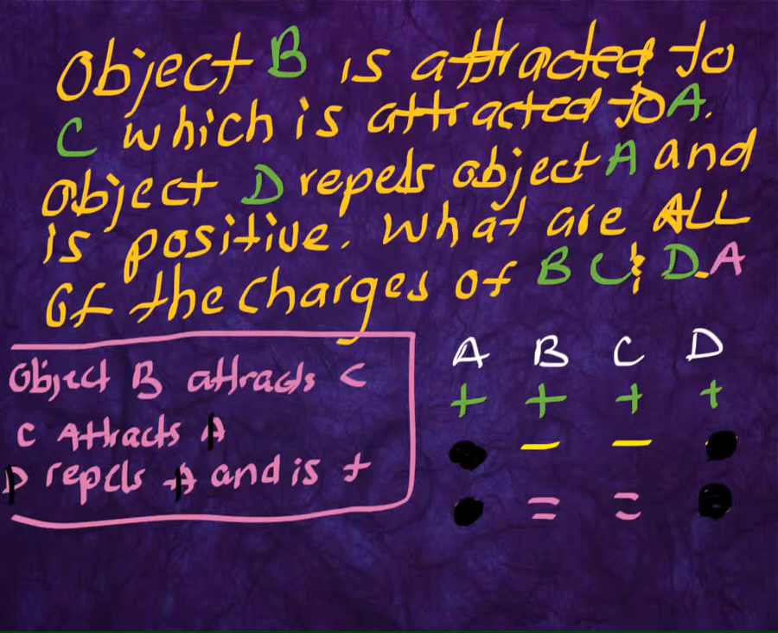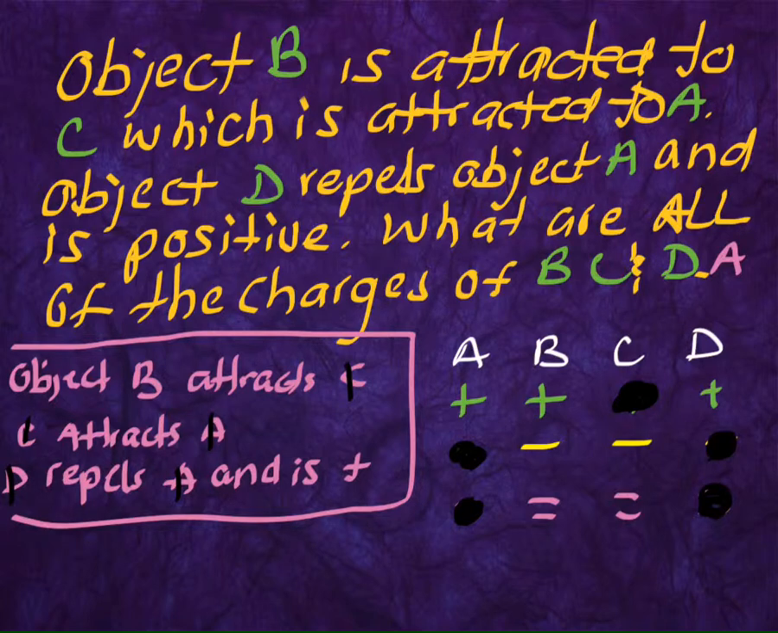Object B attracts C. Still nothing. C attracts A. Okay, well that's helpful. C is attracted to A. Well, you know for sure that C cannot be positive, right? It can't be positive, because if it's positive, then they would repel. So there you go, I figured out what C possibly could be.